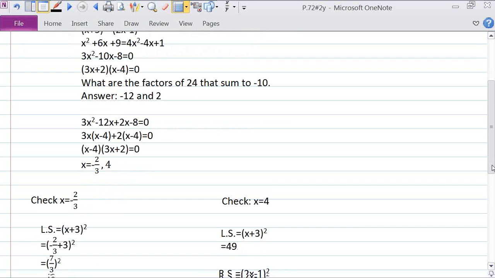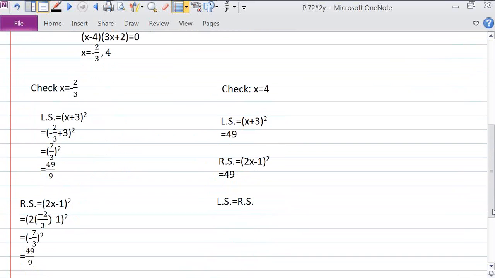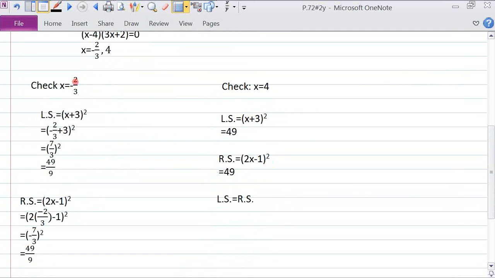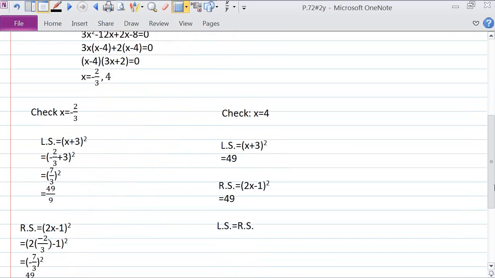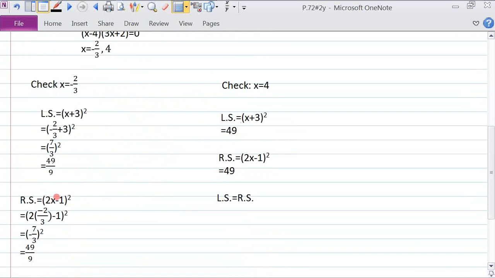So let's check those values. And we'll start with minus 2/3. The left side of the equation is x plus 3 squared. The right side is 2x minus 1 squared. We plug in minus 2/3 here. Minus 2/3 plus 3. 3 is 9/3. So 9/3 minus 2/3 gives me 7/3. 7/3 squared gives me 7 squared over 3 squared, which is 49 over 9.